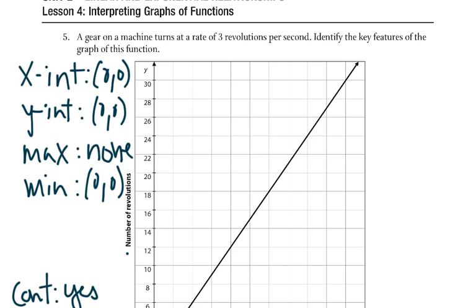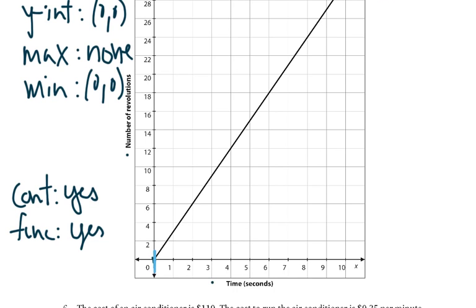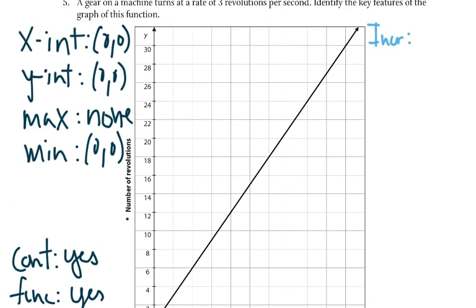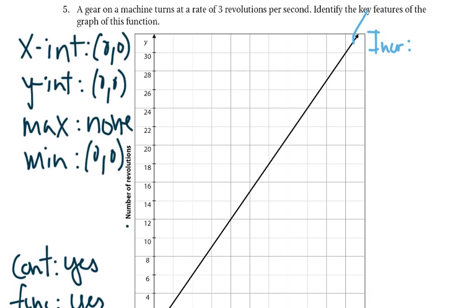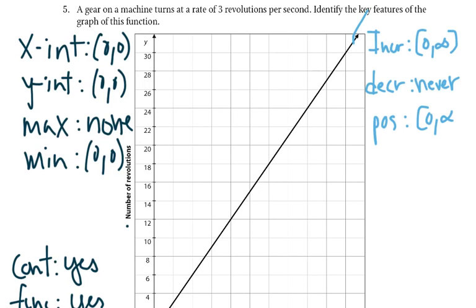Now, increasing. Well, it starts at 0, and then it's just going to keep going, right? And as it goes up, it keeps going to the right. As it keeps going, we call that infinity. So from 0 to infinity, it will increase, which means it's never decreasing. Positive, it's always positive, so 0 to infinity again. It's never negative.